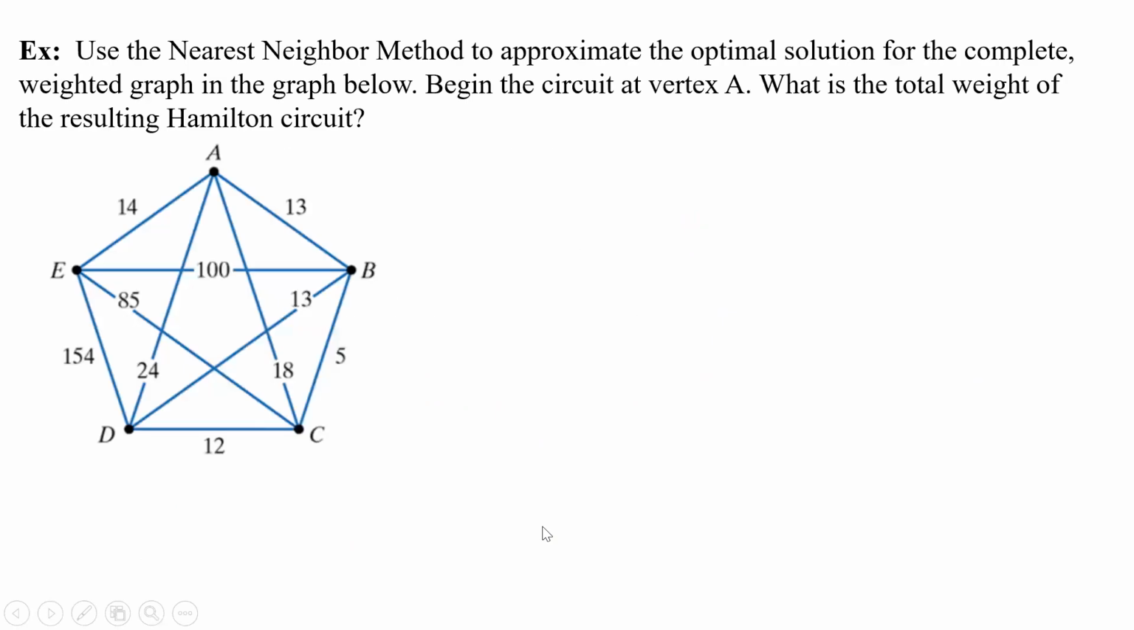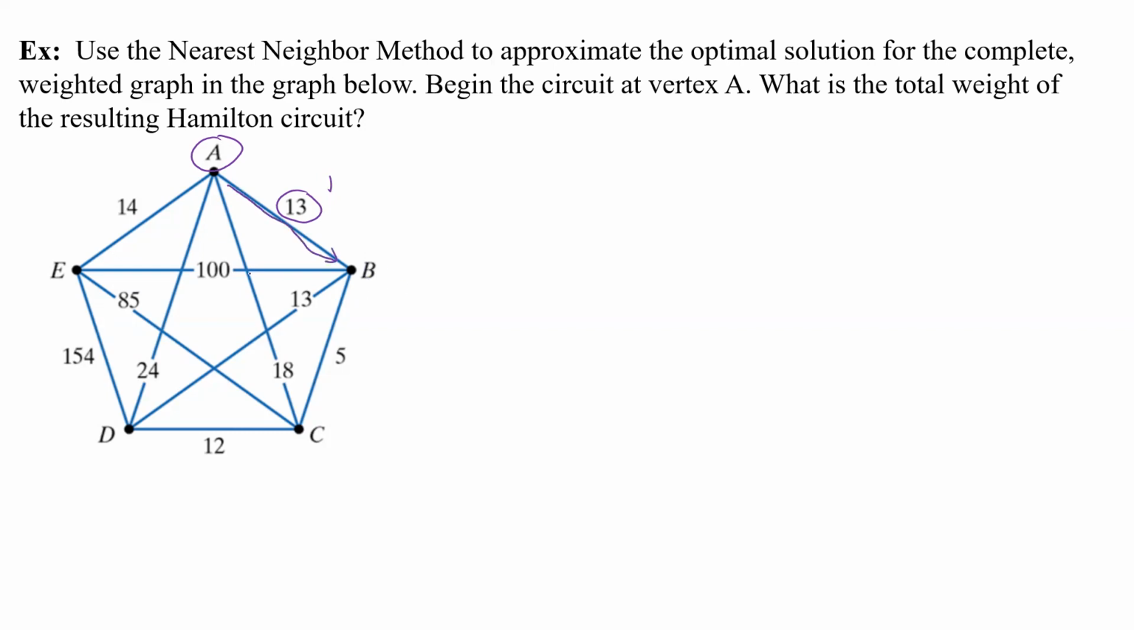All right, so here is a problem. We're supposed to find the optimal solution using the nearest neighbor method, and we want to start at A. So we're going to begin at vertex A and find the cheapest way. From A, we can go 14, 24, 18, or 13. Well, it looks like 13 is our smallest. So that's going to be number 1. We're going to follow this path, and now we're at B.